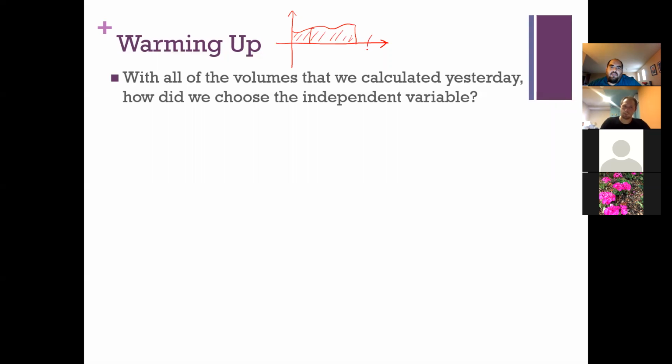Let's say my region looks like this. The independent variable will always be the same as the axis it's rotated around. Yeah, and the only reason I hesitate from using that language is because it really does not have to be the x-axis. It can be any horizontal line.